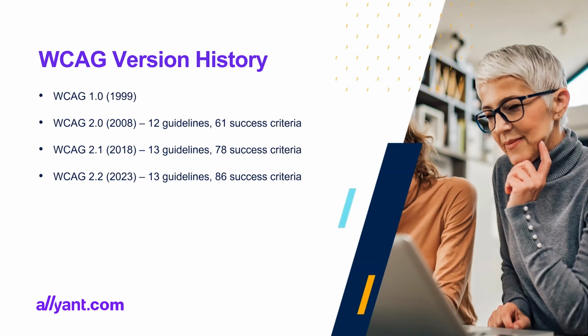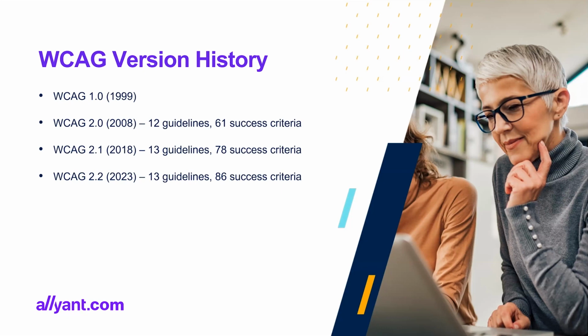Those of you who are doing the math might wonder: wait a minute, if you have 78 and you add 9, why is it that you have 86? The reason is that for the first time ever, WCAG actually deprecated a success criteria in WCAG 2.2. So you have a requirement that was present in 2.0 and 2.1 that is no longer present in 2.2. And we will talk a bit more about that shortly.